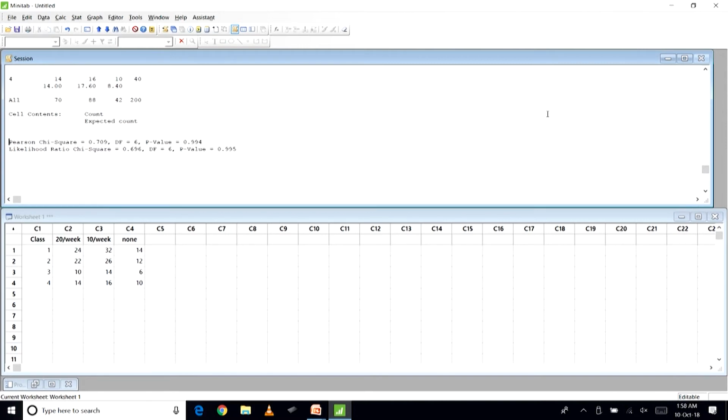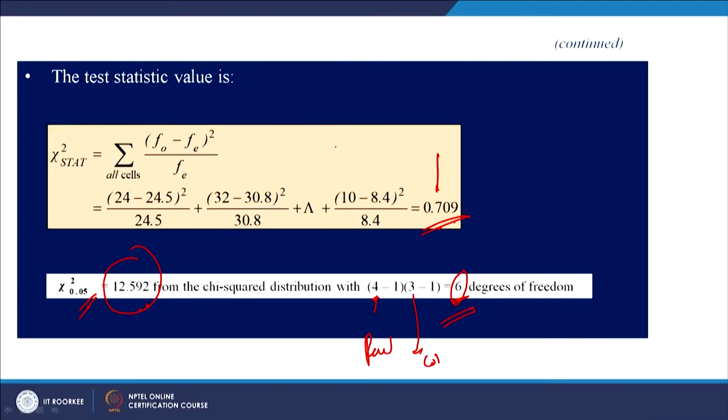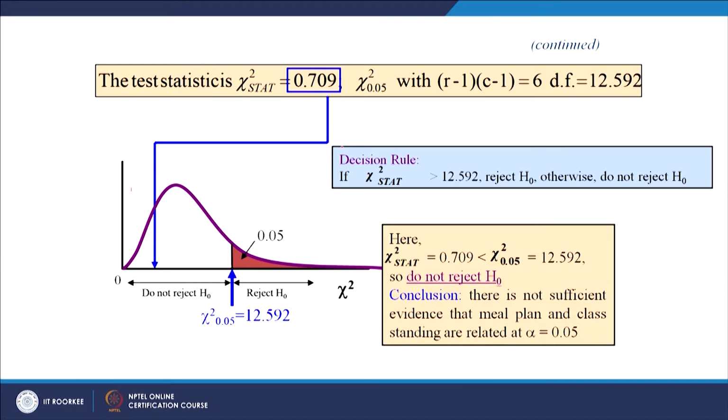Just look at the p value, it is 0.990, while alpha was 0.05. So, is the p value less than alpha? No. So, we will not reject the null hypothesis. That is what we did in our question. So, this is how you can use Minitab to solve questions on chi-square test of independence. Let us look at some more examples.